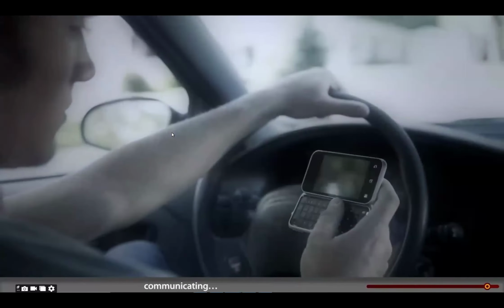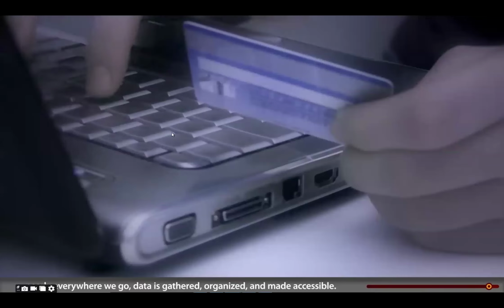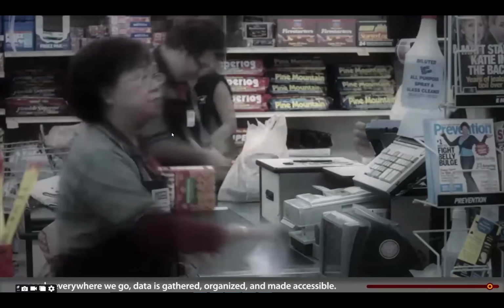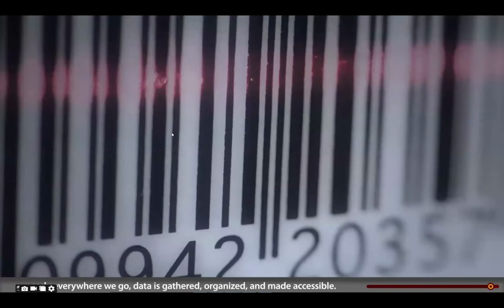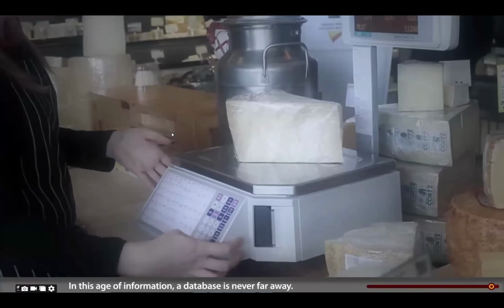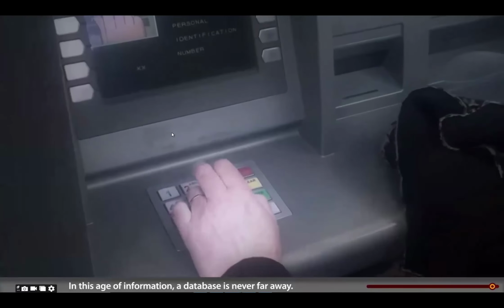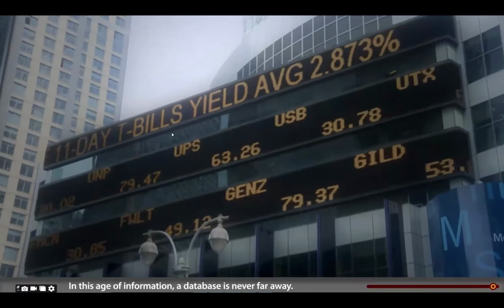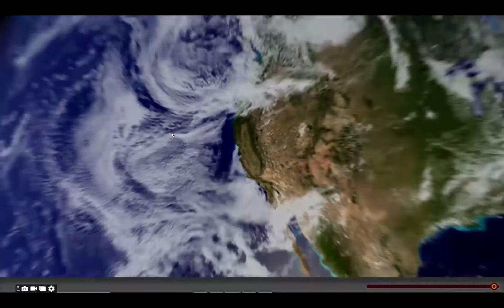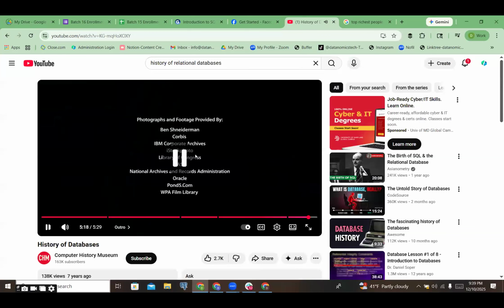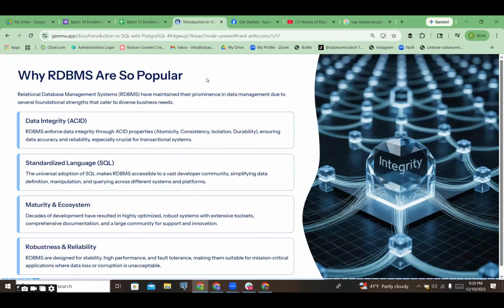Working, communicating, shopping, relaxing. Nearly everywhere we go, data is gathered, organized, and made accessible. In this age of information, a database is never far away. All right, that's a brief history of databases, specifically relational databases. That's why they're very popular right now.